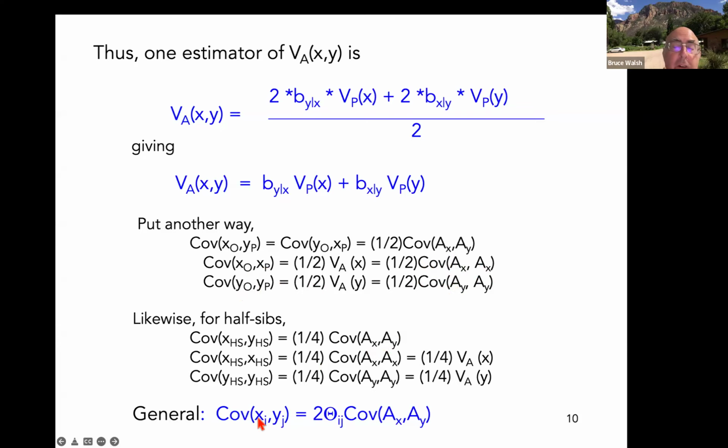More generally, if I measure X in I and Y in J, so X and Y are different traits, the term that comes in is the covariation in breeding values between those two traits, and this term here is twice the coefficient of coancestry. So we've seen that before, right? That's an eighth with half sibs, and it's a quarter with full sibs. We saw that, for example, from, I think it was lecture 2, we talked about that.